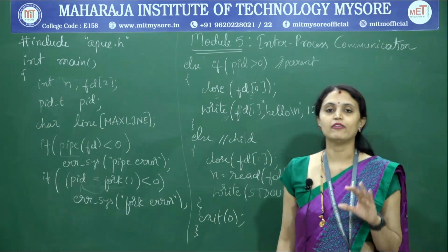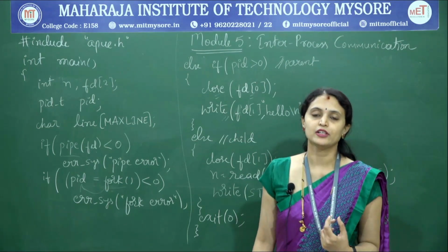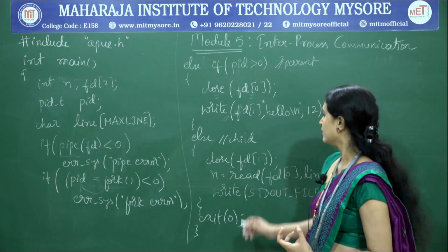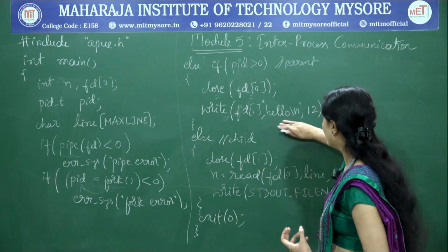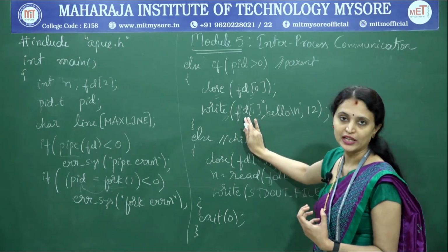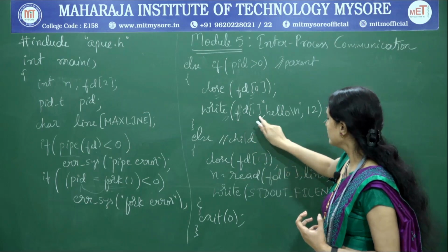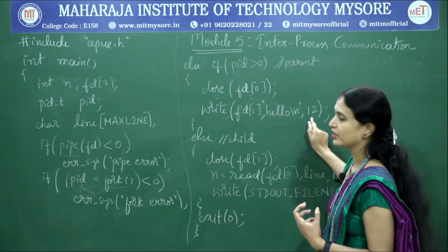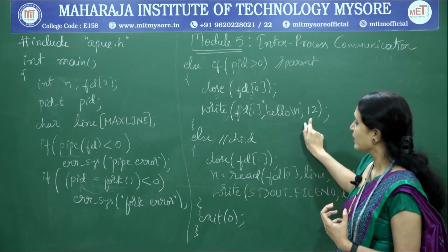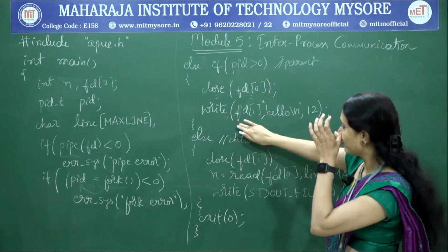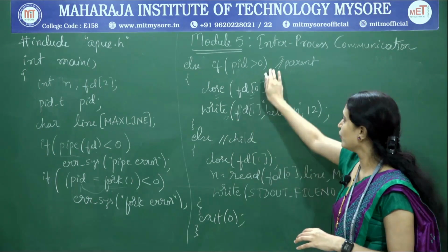The write function we have discussed in module 2 itself. So this is the API that writes data from a particular buffer, with the number of bytes, to the particular file. For fd of 1, we are writing hello, and the total number of bytes we have mentioned as 12. So write will be enabled, that means fd of 1 will be enabled. This is for the parent process.